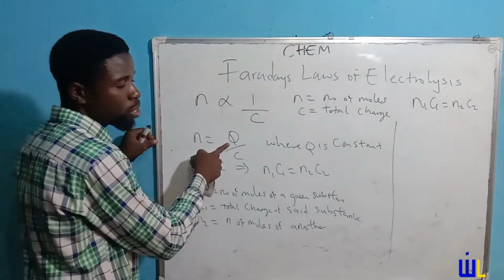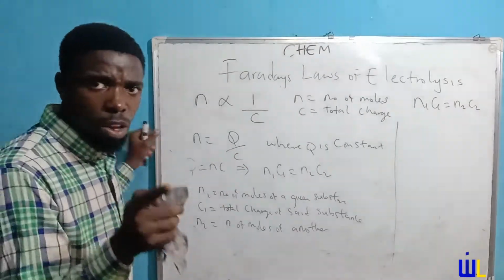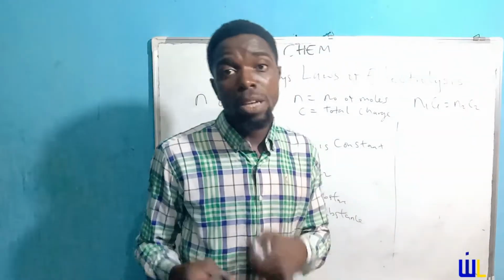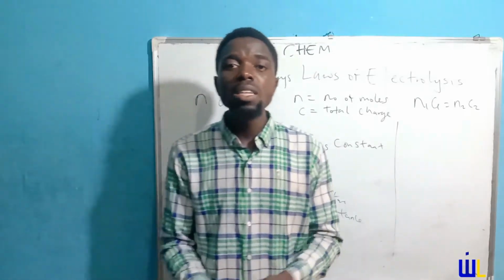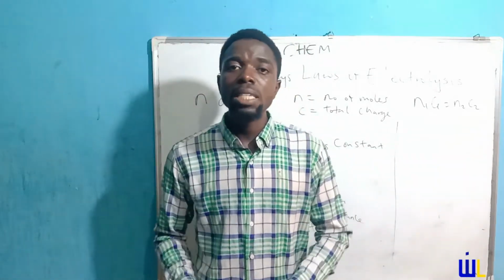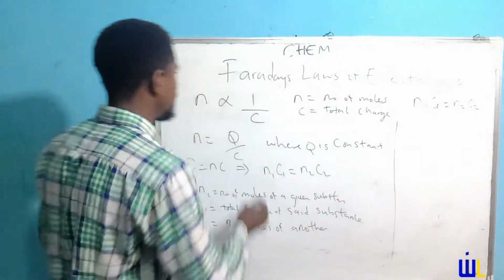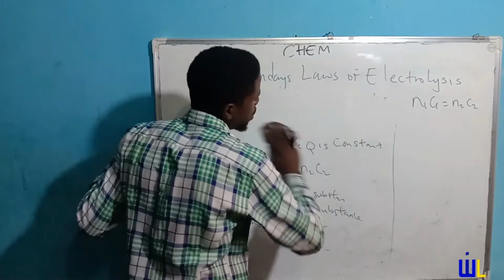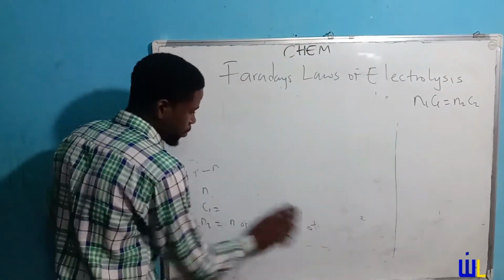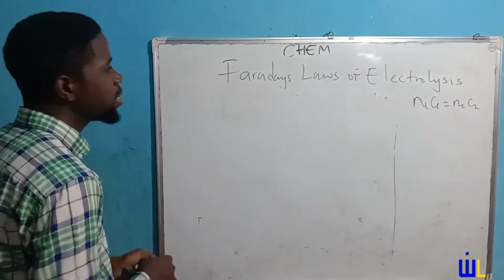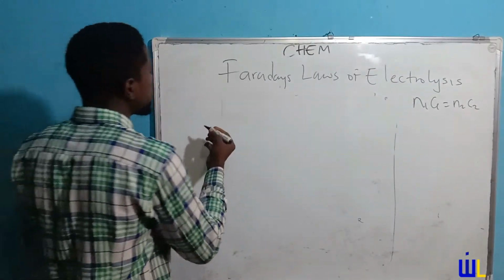Now, did you notice that Q is constant? Because we said in Faraday's second law that the same quantity has to be passed through different electrolytes. Saying the same quantity of electricity implies that the quantity of electricity remains the same. It is constant. So that's why Q is the constant in this case. Okay. So having established that, what do we get to?